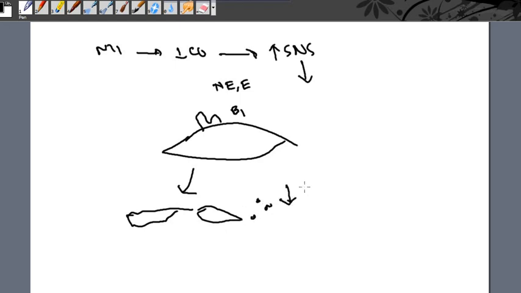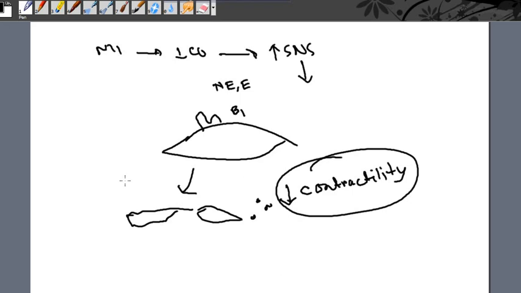So then myocardial contractility goes down because the myocardium loses further myocytes. So myocardial contractility falls seriously, and this will lead to congestive cardiac failure. So how can we prevent it? We can give this patient beta blocker.